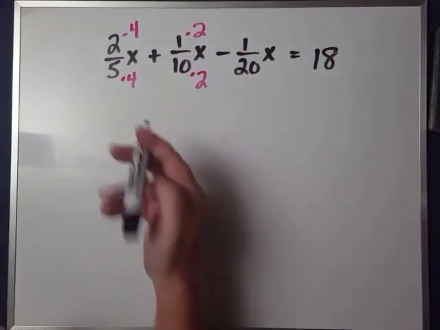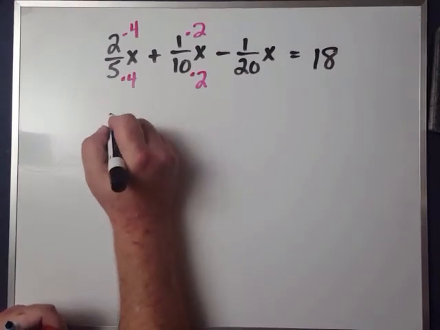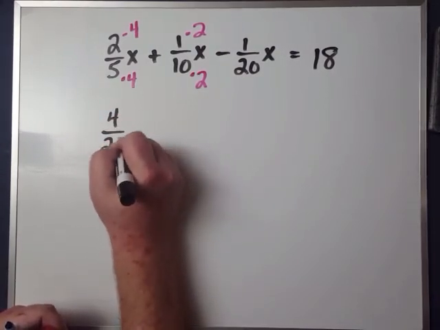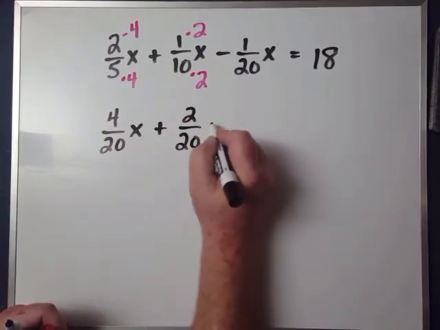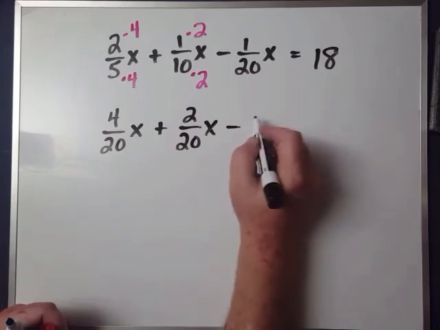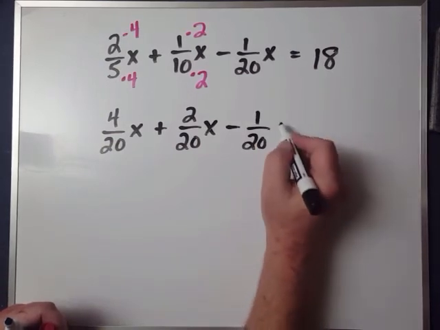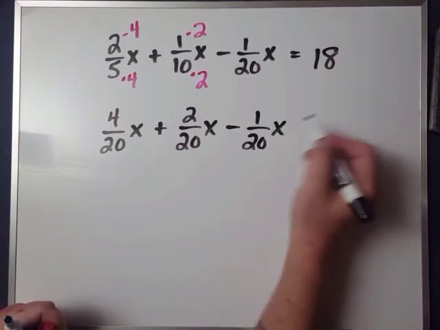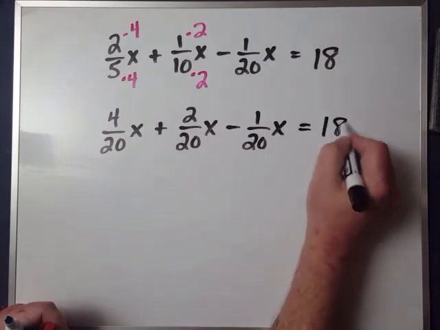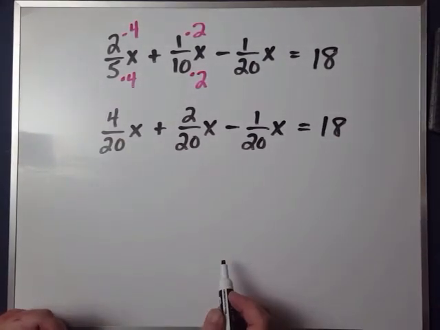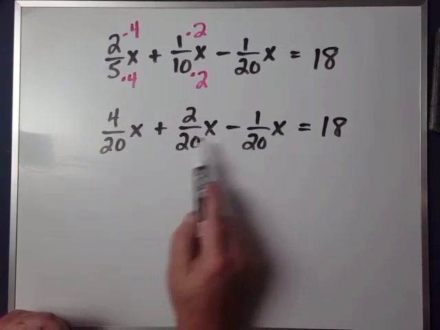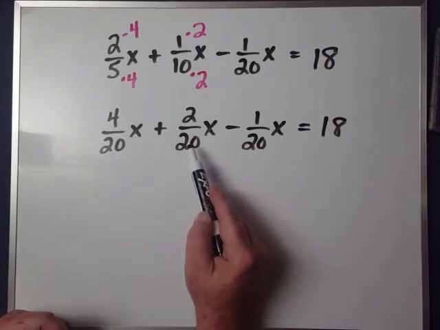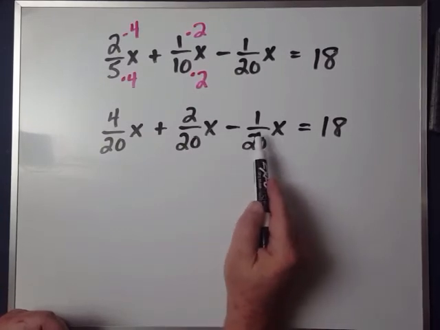So let's rewrite this now as 4/20 x plus 2/20 x. And this one was already ready to go with the needed denominator, 1/20 x. And now combine like terms. Watch, we have what? 4 of them plus 2 more of them is 6 of them. Minus 1 leaves me 5 of them.